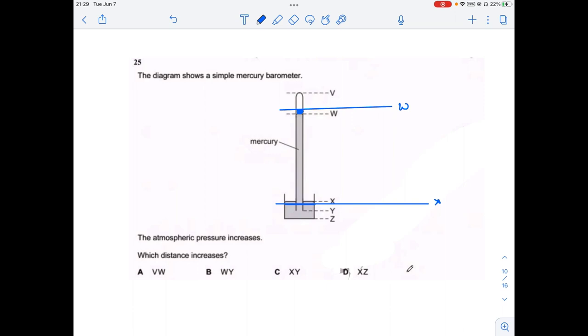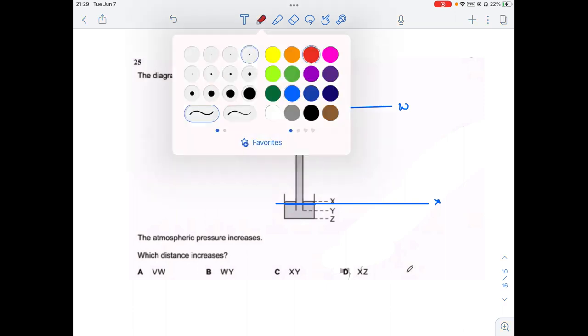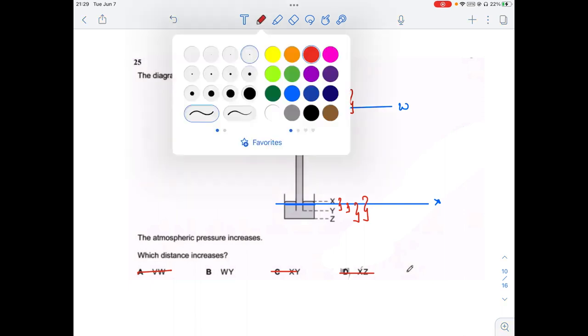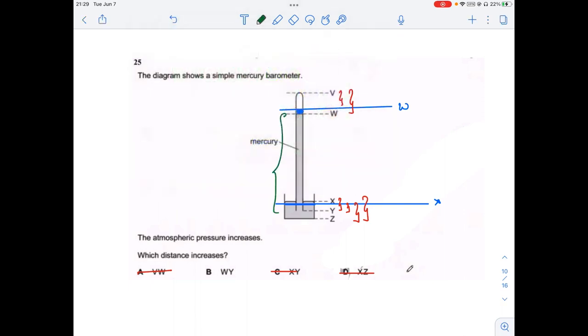Now which distance increases? First of all, we'll go option by option. VW. We can see that VW has decreased. Previously VW was bigger, now it has decreased. So VW is going to be the wrong answer. XY. Previously XY was much larger, and now XY has decreased. So XY is also a wrong option. Next, XZ. XZ previously was more, but now XZ is less. So XZ is also a wrong answer. So WY. Has WY increased or not? We can see that clearly. Previously WY was from here to here, but now WY has increased. So therefore, which is the option? Only option B is going to be the answer.